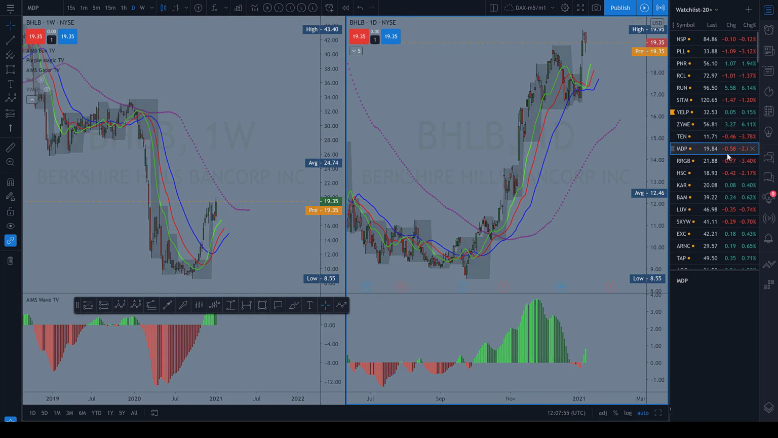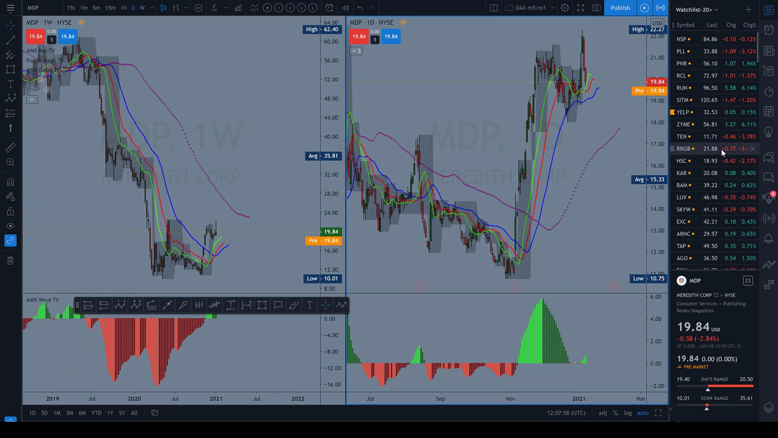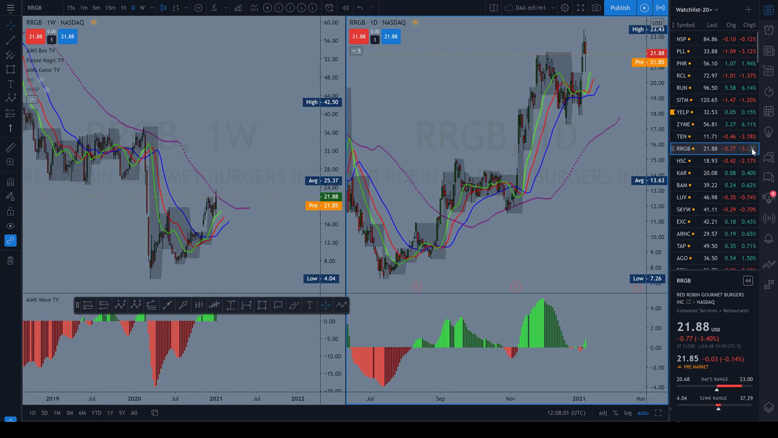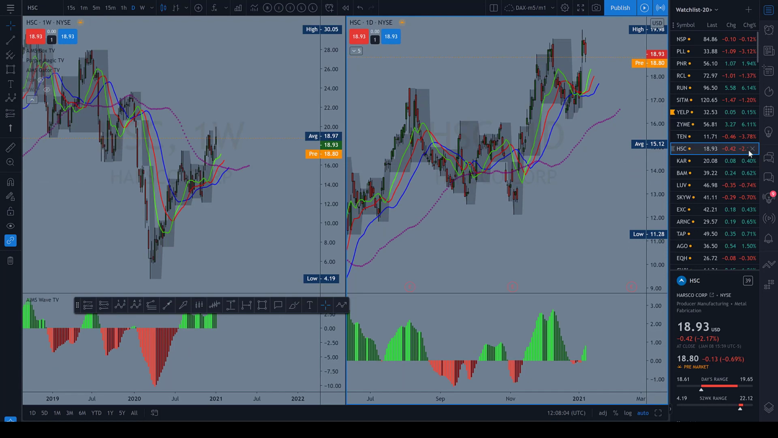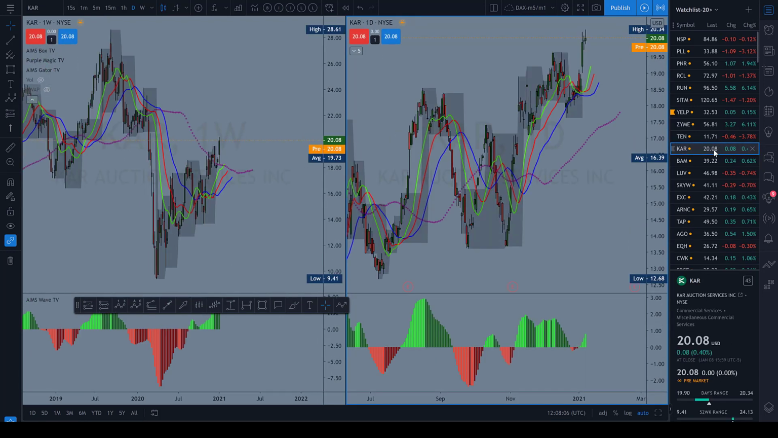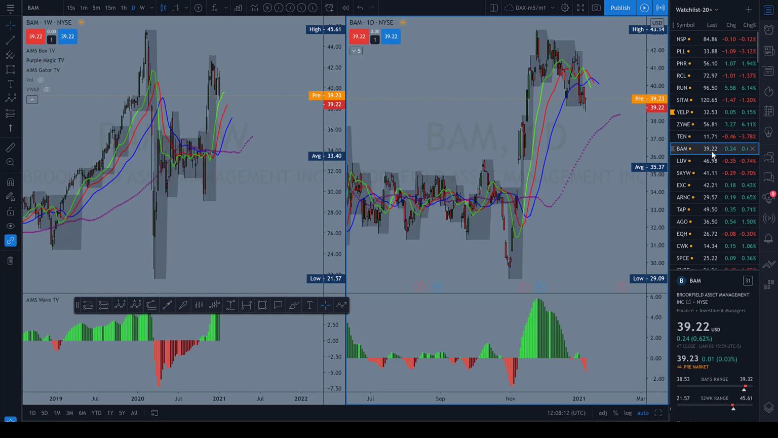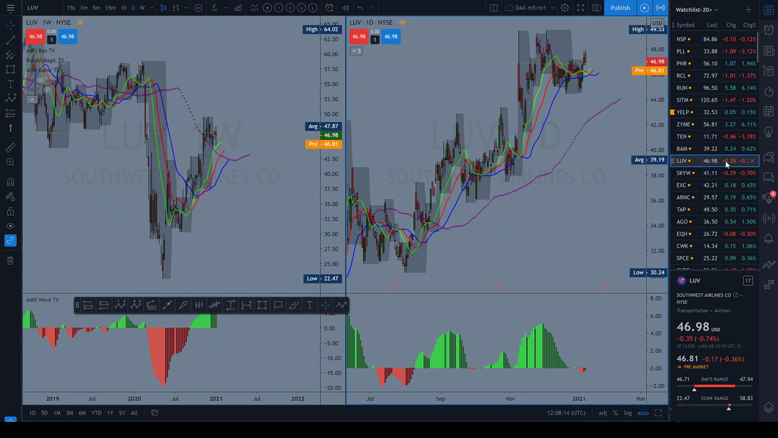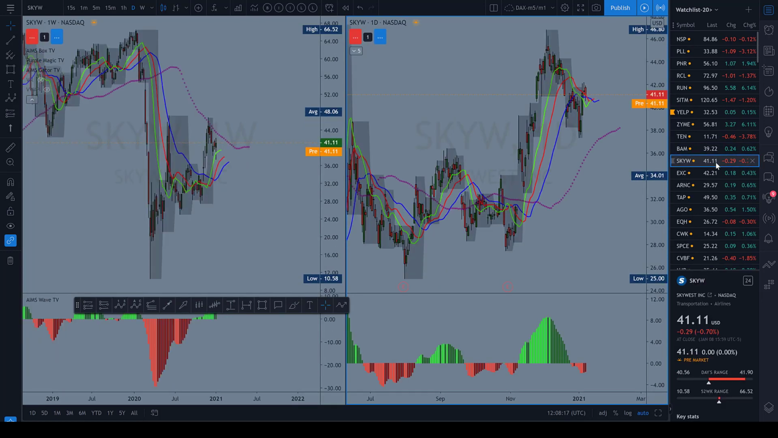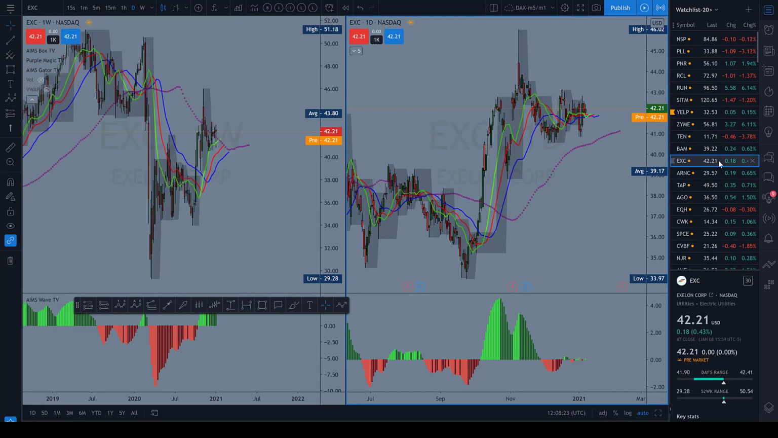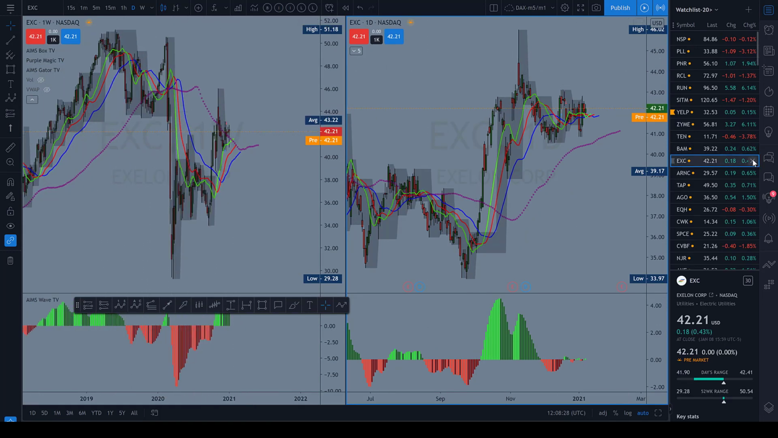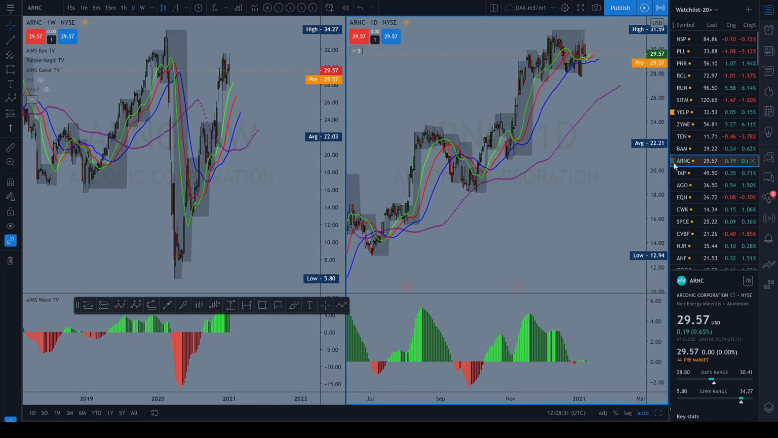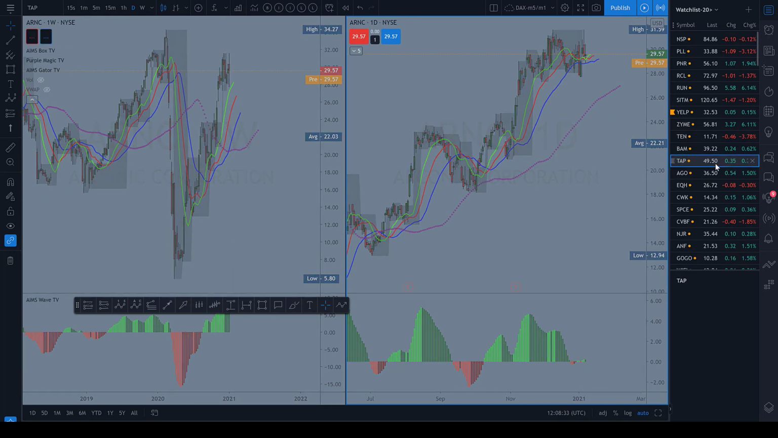I don't like this. I don't like this. I don't like this. I don't like this. I don't like this either. This is interesting. Don't like it. Sideways. Again, levels to the left. Nope.